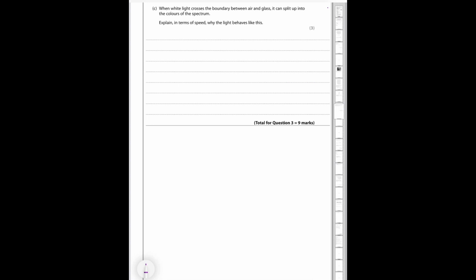In this question, part C, when white light crosses the boundary between air and glass, it can be split up into the colours of the spectrum. Explain in terms of speed why the light behaves like this. So first of all, we need to appreciate that the different colours that make up white light have different wavelengths. Because they have different wavelengths, that means they're travelling at different speeds. And because they're travelling at different speeds, when they hit the glass prism, they're going to be refracted by different amounts.